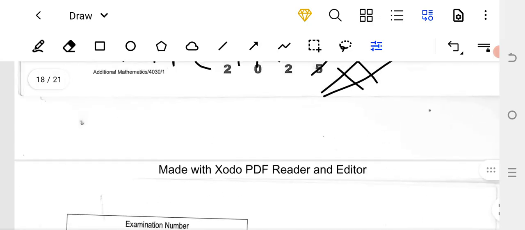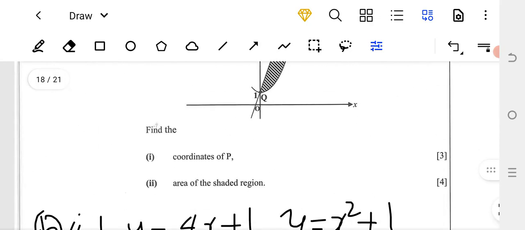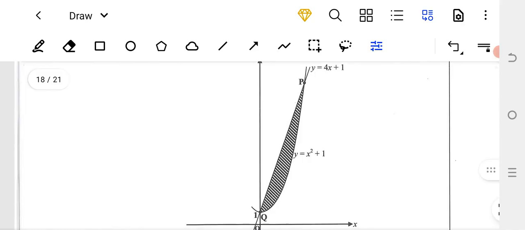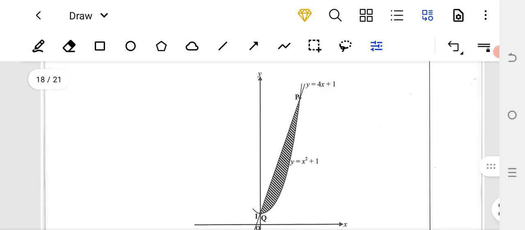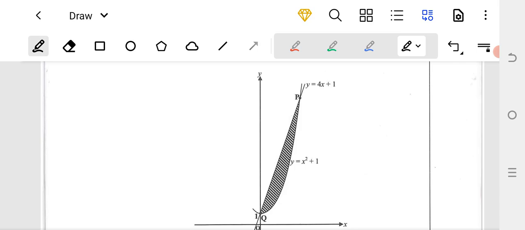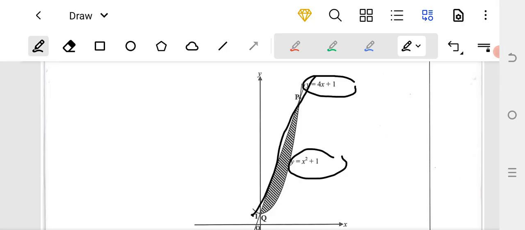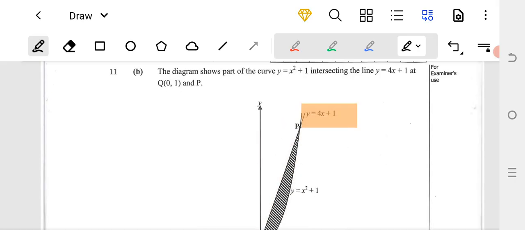And the second part of the question reads, the area of the shaded region. So first of all, you need to look at your equations and establish which one is the top function and which one is the bottom function. If you look nicely, this function here is on top of this one, because this one is going like that and then this one is going like that. You have seen that? Okay, I hope you have seen that.